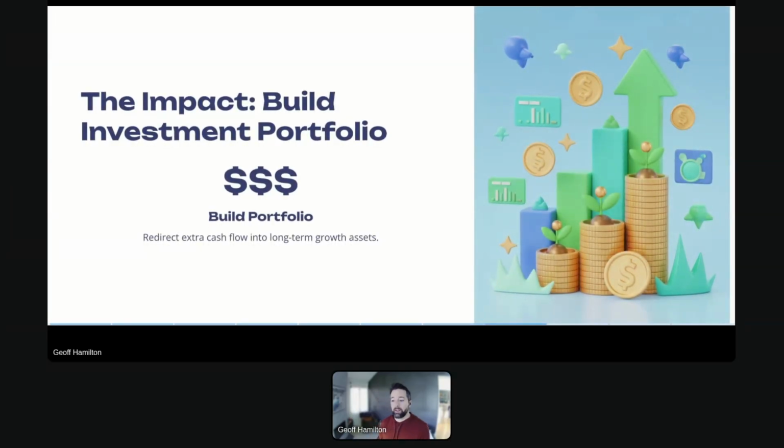The impact: build an investment portfolio. Over the course of your entire mortgage amortization, this is going to compound month over month, year over year into something that is going to be a life-changing amount of money, depending on how much you're investing, of course. But even a small amount like $50 or $100 a month can make a big impact down the road, especially when you take into consideration that you get all those tax refunds from that same amount and you're doing the double work, the double benefit from your money. So you build a portfolio, redirect extra cash flow into long-term growth assets.